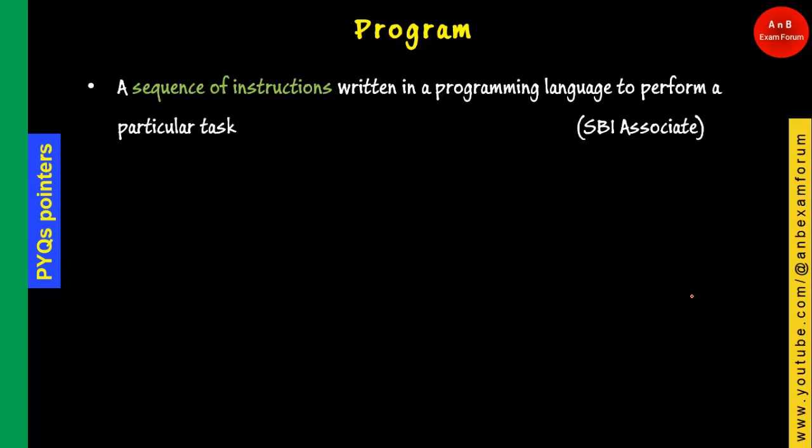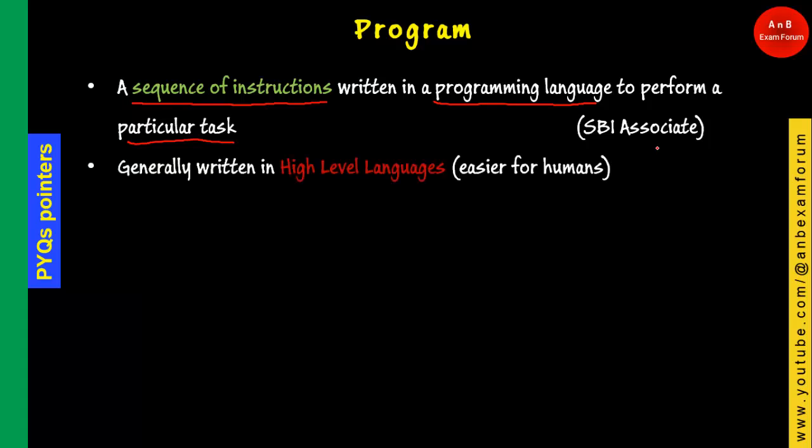Okay, the next one is the program. So we have seen the instructions. Now coming to the program, it is basically a sequence of instruction. Okay, so instruction is a command given to the computer. So when we have the sequence of instructions which is written in some programming language to perform some particular task, it becomes program. Okay, so this pointer was asked in SBI Associate, and you should know that generally these programs are written in high level languages.